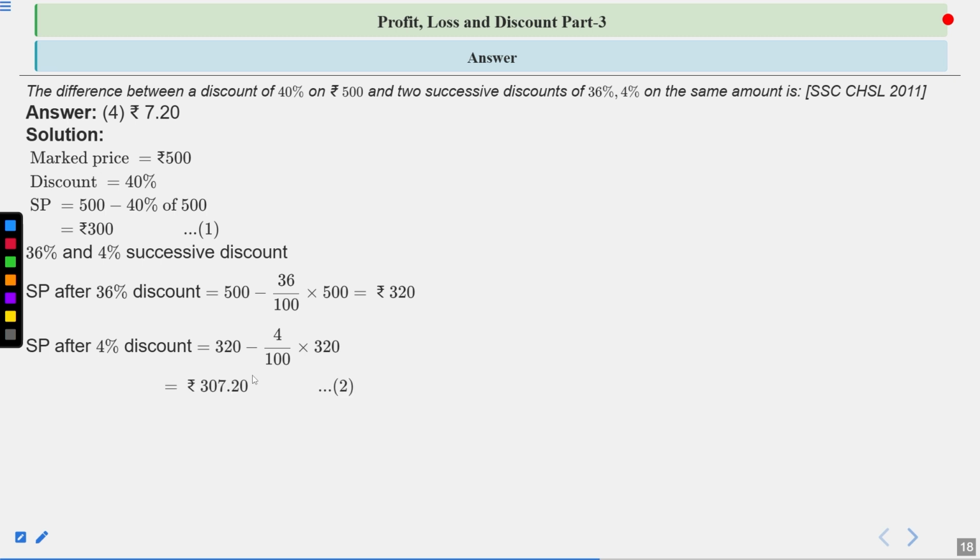When we calculate, we get 307.20 rupees. Now we can clearly see that with the single discount the selling price is 300 rupees, and when we give the two successive discounts, the selling price is 307.20 rupees. So the difference between them is 307.20 minus 300, which is 7.20 rupees. So the fourth one is the correct answer of this question. Next one.